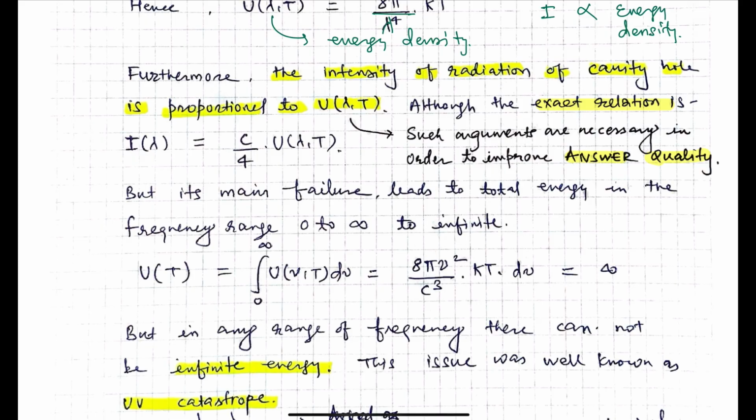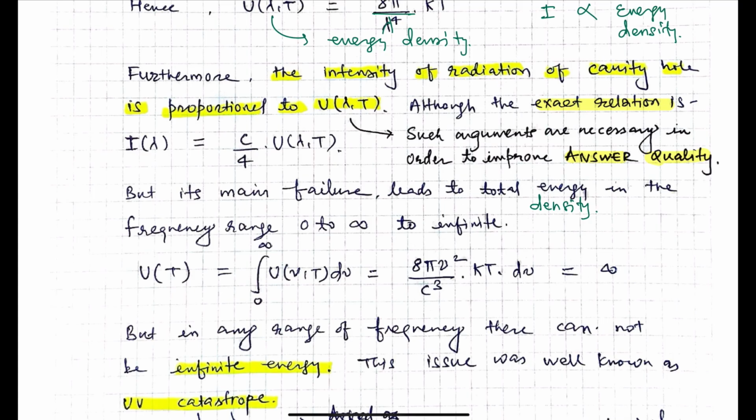But in this case, if you try to find the energy from all the frequency range, that is, the energy contained in a particular spectrum, then we find that energy is infinite. Let us see how. So, the main failure of such is that it leads to total energy in the frequency range from 0 to infinite. 0 to infinite is infinite. That is total energy density. So we know that total energy density cannot be infinite, that too in the widest possible spectrum.